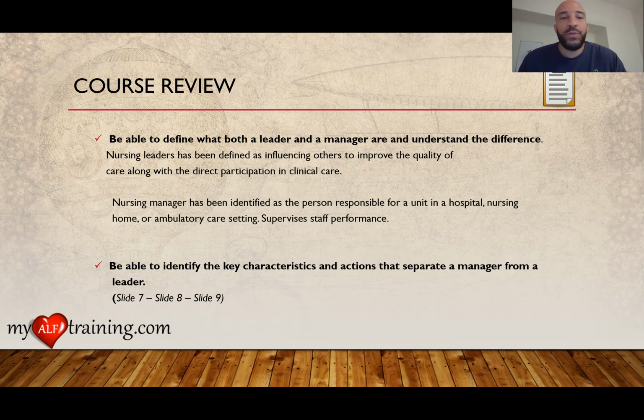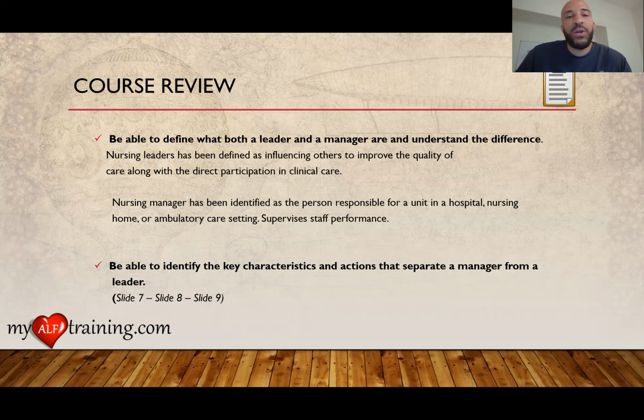Let's do a quick review of everything we covered today. So under objective one, be able to define what both a leader and a manager are and understand the difference. We talked about nursing leaders and how they're defined as people who can influence others to improve the quality of care along with direct participation of those people and the rest of the team in clinical care.